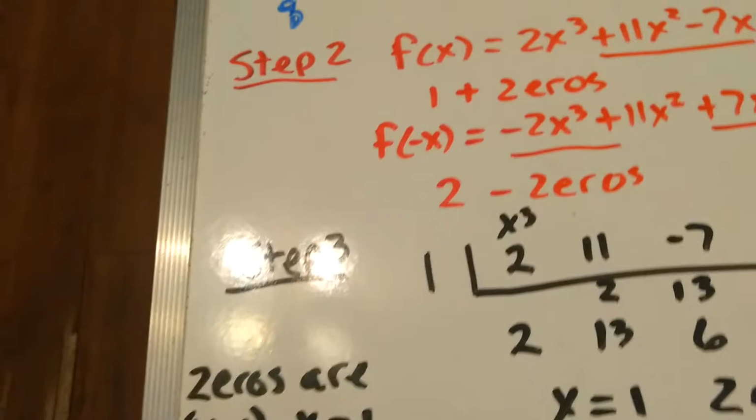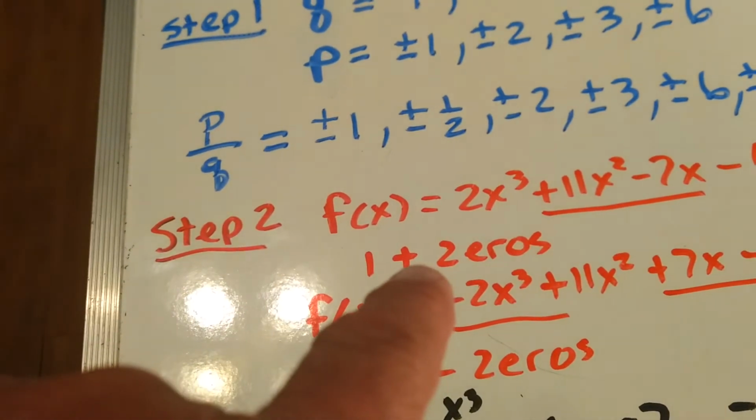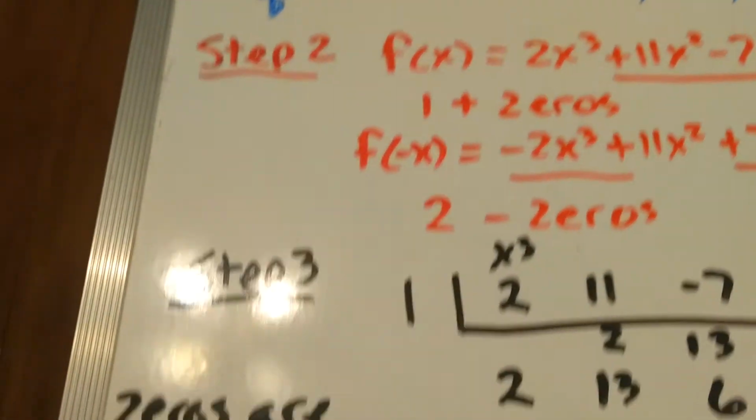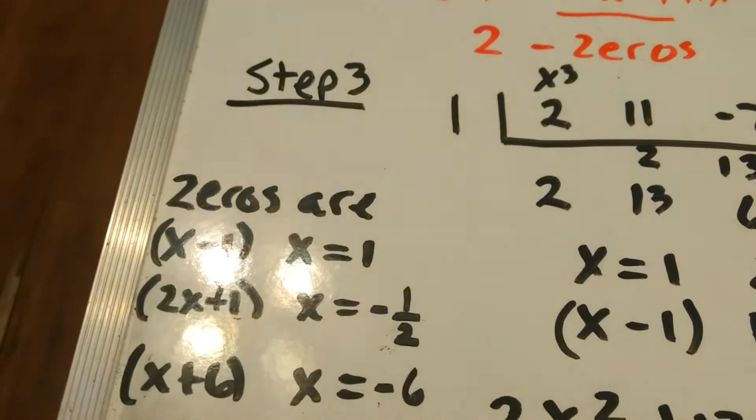Remember when we used Descartes' rule? It told us we'd have 1 positive 0, which is the 1. We'd have 2 negative zeros, which is the negative 1 half and the negative 6.